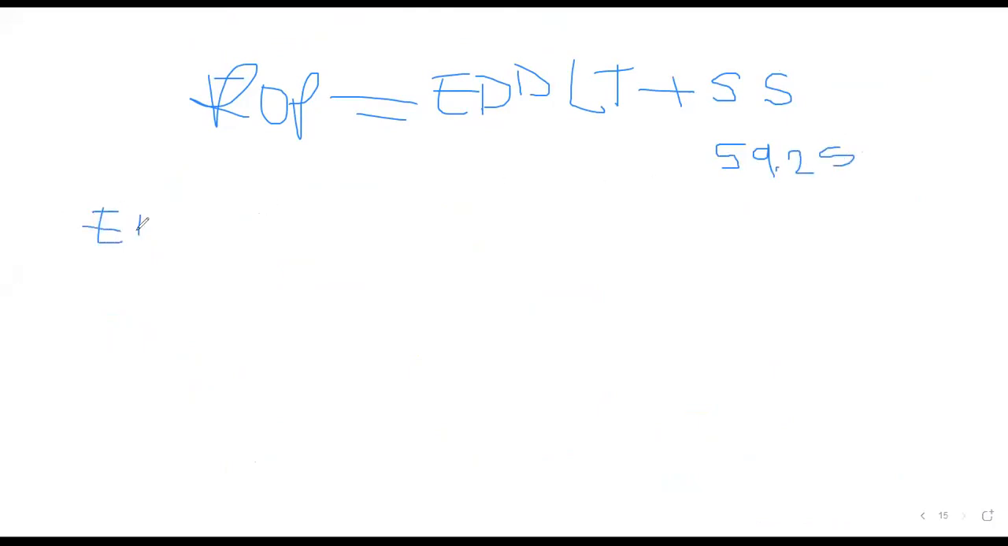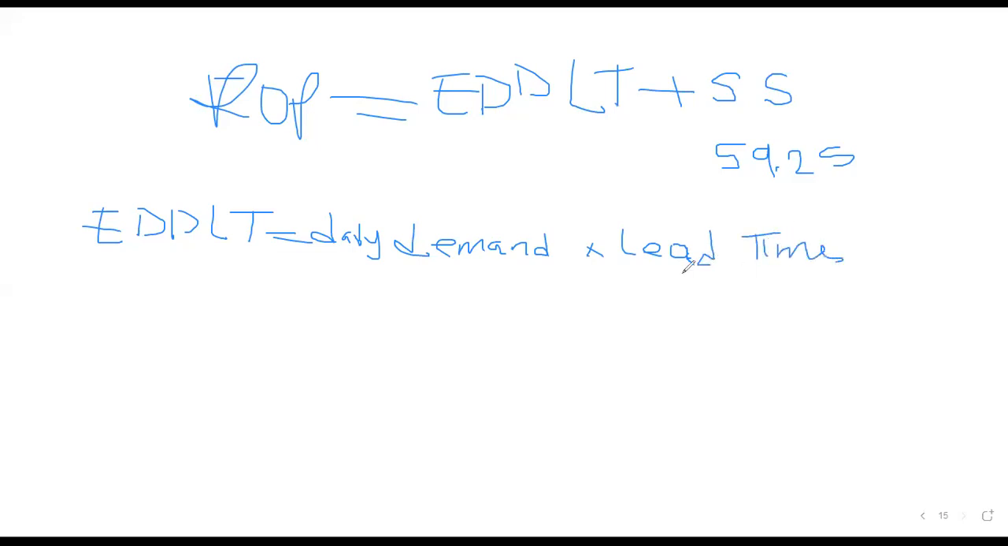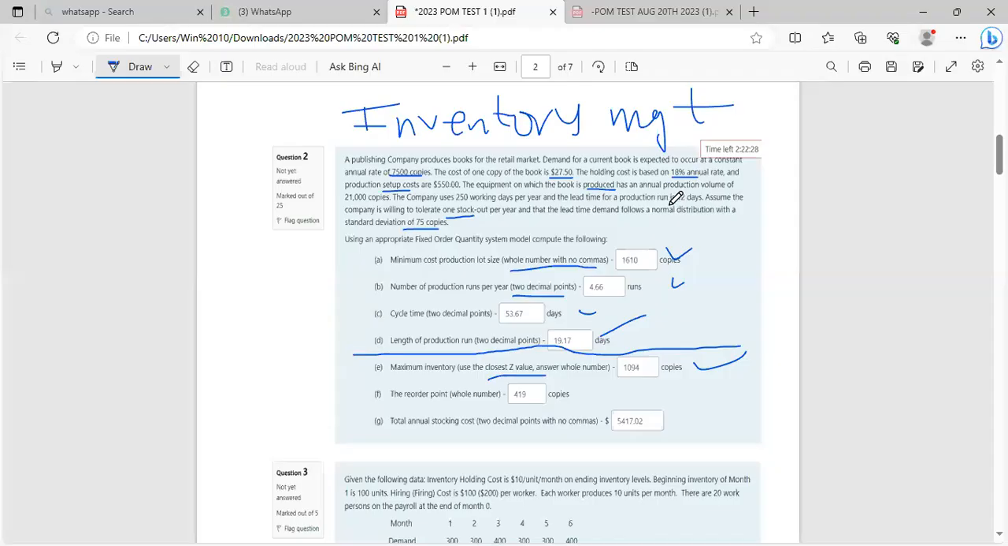Then the expected demand during lead time is equal to daily demand multiplied by the lead time. So this is the formula for expected demand during lead time. It's daily demand multiplied by lead time. So the expected demand during lead time is equal to the daily demand, which is 30, multiplied by the lead time, which was given in the question. Our lead time in this question was 12 days. So we multiply: what demand are we expecting during lead time?